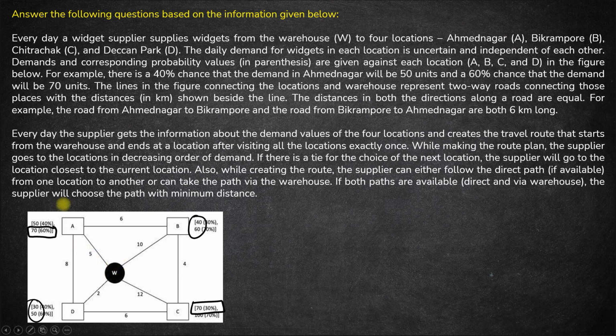And the last line was, if both the paths are available, for example from A to D, the direct route is also available and via warehouse is also available. In that case, he will choose the path with minimum distance. So the direct route is 8 kilometers, but via warehouse it is 7 kilometers. So if the person has to go from A to D, the person will go via warehouse and not take the direct route. Now, let's start with the questions.